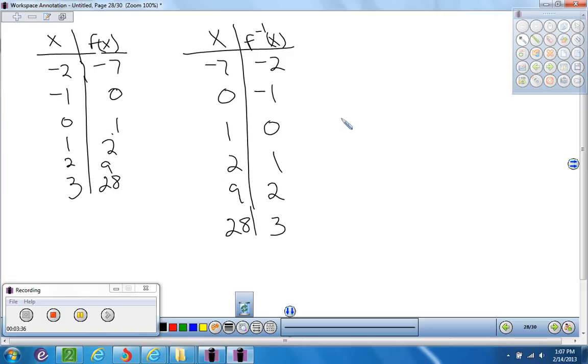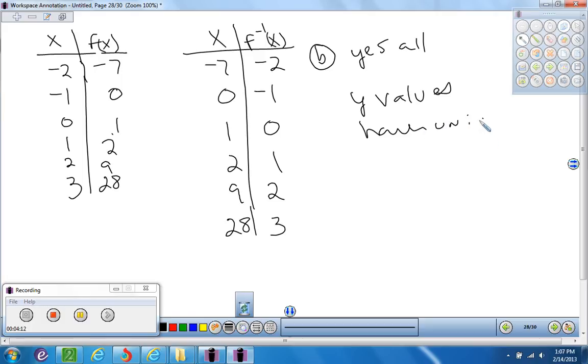Now, as far as the D part, does it seem to be 1-to-1? If you just look and notice here, we're not getting double ups in our range. Every y only has one x. So yes, all y values have unique x values.